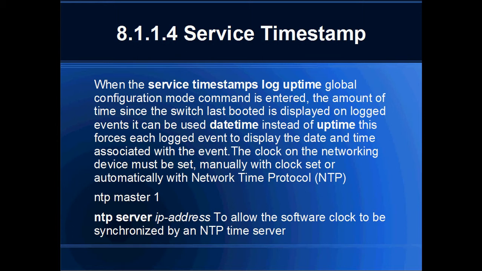The clock on the networking device must be set manually with the clock set command or automatically with the Network Time Protocol. You need to put in the server the command ntp master 1, and in the device that is being set, you put the command ntp server followed by the IP address, to allow the software clock to be synchronized by an NTP time server.